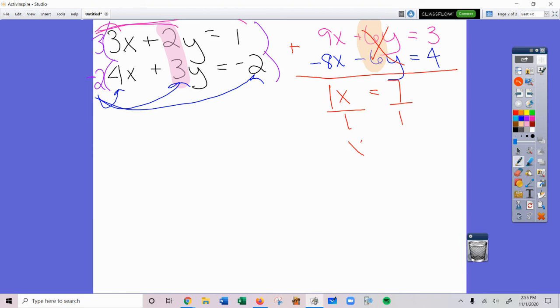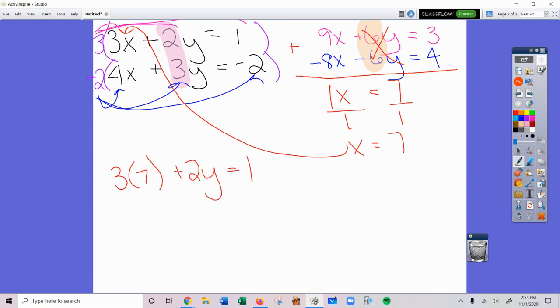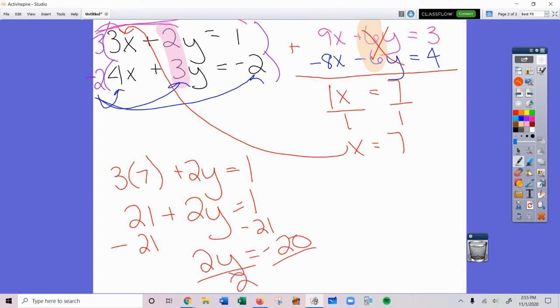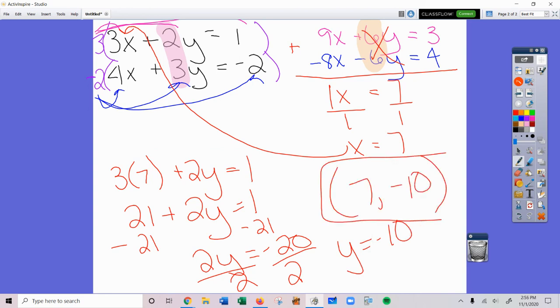I mean, I don't really need to divide by that 1, right? But x equals 7. We can plug in for either of the equations. On this one, I'm going to go over here to the original top just because it's slightly smaller numbers. So 3 times 7 plus 2y equals 1. So 21 plus 2y equals 1. It's a -20. We get y equals -10. So as an ordered pair, our answer would be (7, -10).